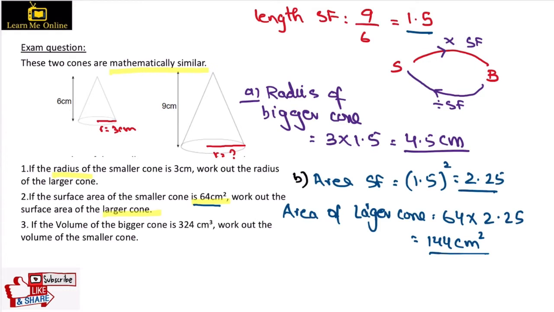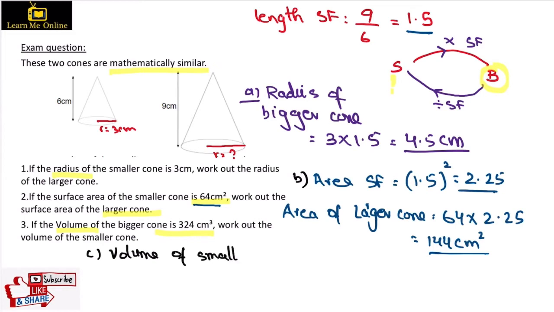To do part C now, this says that if the volume of the bigger cone is 324. This time, the bigger one is given to us and we are finding out the smaller one. So we're going to divide by the scale factor and work out the volume of the smaller cone.